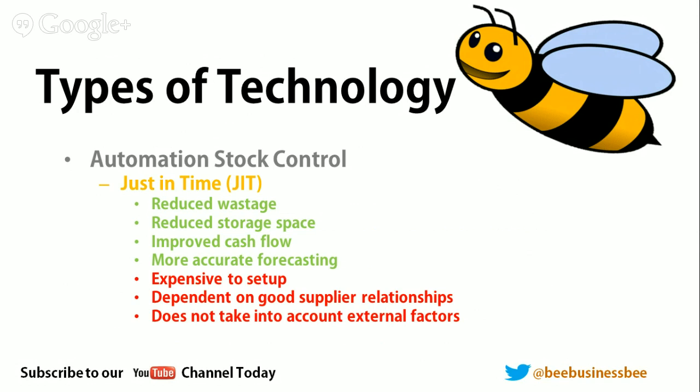Just in time is fantastic because it reduces waste, it reduces storage space, it improves your cash flow because you don't need to buy as much stock or hold as much stock, and it's more accurate for your sales forecasting. However, it's expensive to set up, it's dependent on a good supply relationship, and it also takes into account external factors like traffic.